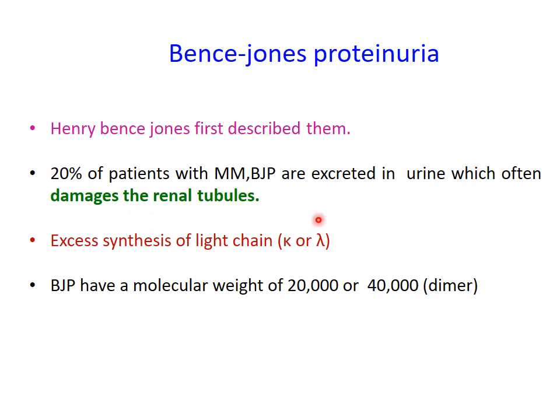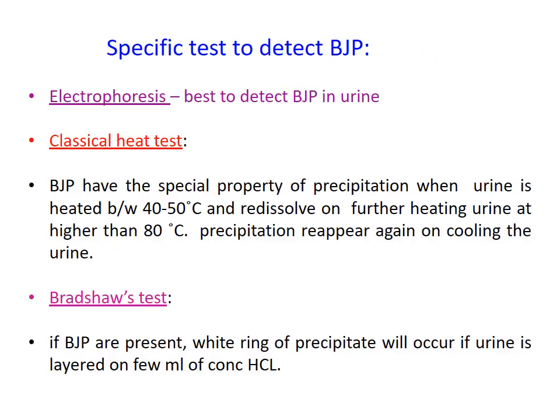This Bence-Jones proteinuria is present in 20% of patients with multiple myeloma. Now, what are the specific tests for Bence-Jones proteinuria? One is a very simple test called the classical heat test, which is obviously not diagnostic, but it can at least make us suspect Bence-Jones proteinuria. In this test, what happens?